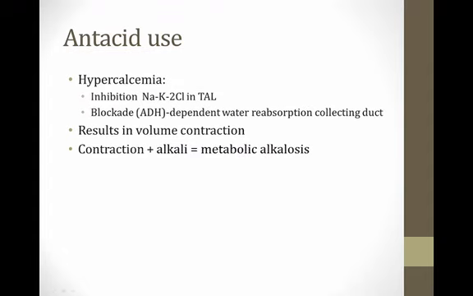So when you take all this calcium, you get hypercalcemia, and hypercalcemia has a couple effects that result in an alkalosis. First of all, they inhibit the sodium potassium chloride transporter in the thick ascending limb. This is the same thing that loop diuretics do. So this effect occurs from the hypercalcemia with antacid use. They also block the ADH-dependent water resorption in the collecting duct. So as a result of both of these effects, you get a volume contraction, which can cause an alkalosis.